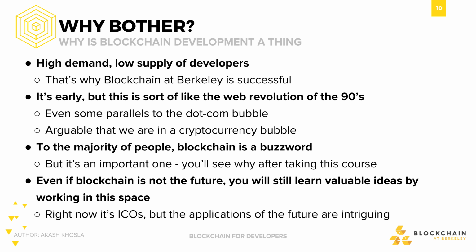Yeah, so why is this a thing? Why is this whole blockchain development a thing? There's a high demand and a low supply of developers. It's why Blockchain at Berkeley is successful. It's early, but this is really cool because it's kind of like the 90s where you have the web revolution, and then you even have the dot-com bubble that comes up. It's arguable that we are in a cryptocurrency bubble because the total market cap of cryptocurrencies is like 150 billion, and that's a lot. That's crazy. That's worth more than a lot of big companies.